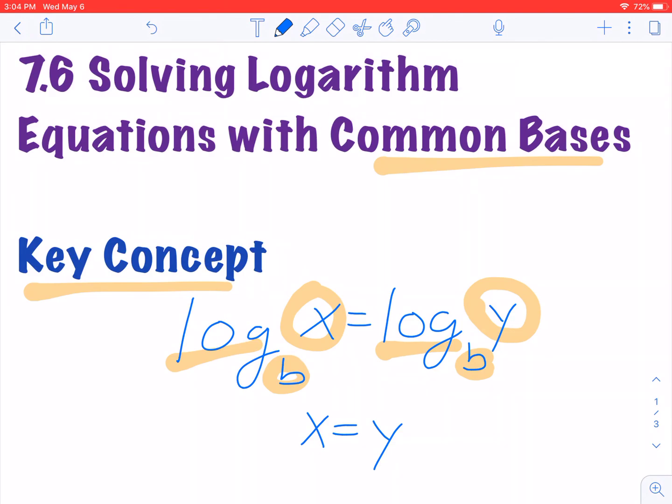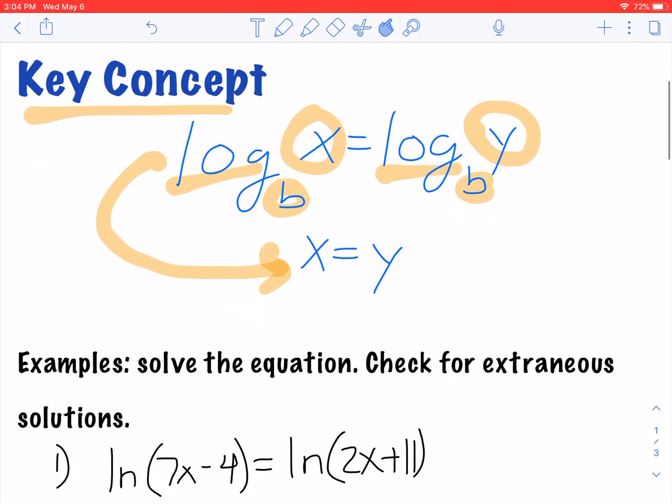This will be a very helpful concept for us because now what you see is upon moving from the original equation to just simply x equals y, we no longer have a logarithm which we need to evaluate, and will result in, for us, a pretty basic algebraic equation to solve. So let's go ahead and take a look at our first example.